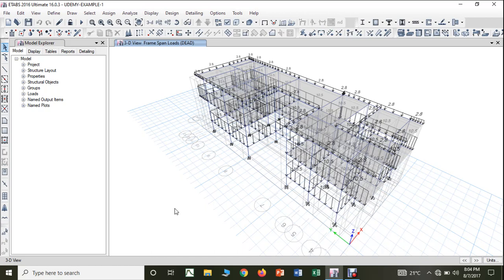So the software will automatically consider the self weight. That's the reason we define the live load as well as the dead load, both loads, in the load cases. Now, when it comes to the application of the live loads, IS 875 part 2 is the IS code we use in order to select the live loads of the building.